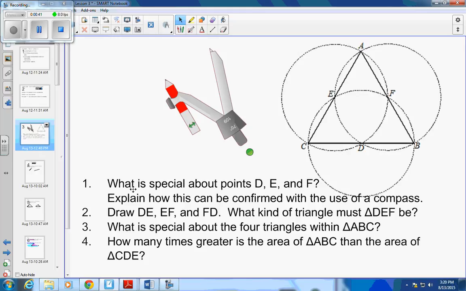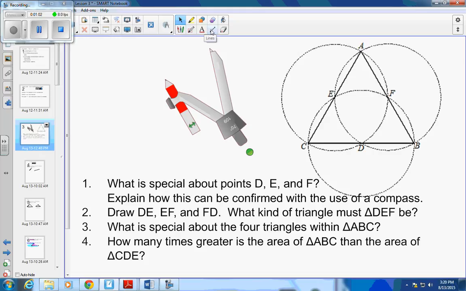Okay, what you should have done is the following. So what is special about points D, E, and F? D is a midpoint of CB, which means it is right in the middle and cuts CB in half. So C to D and D to B are the same length. F is a midpoint, and E is a midpoint. Draw DE, EF, and FD.